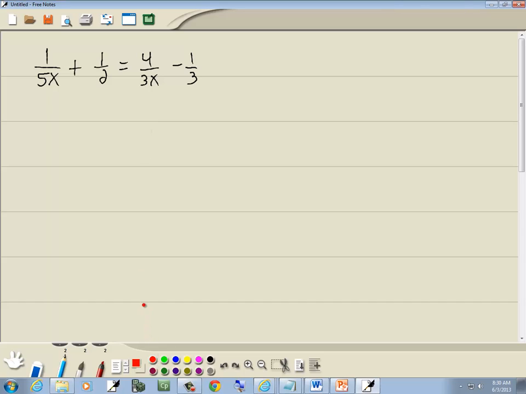First step is get rid of parentheses, don't have any. Second step is get rid of fractions. And we do that by multiplying everything by the LCM of all our denominators. Well, if we look at just the numbers, we got 5, 2, 3, and 3. I'll show the step over here, even though it's pretty basic.